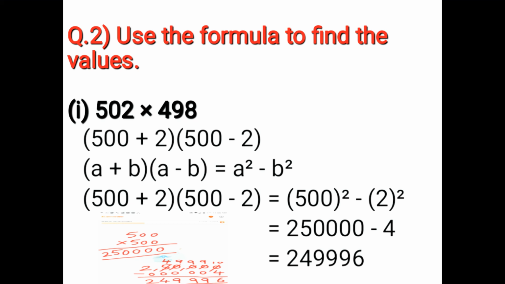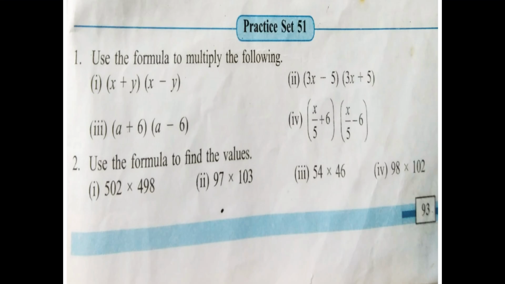500 into 500, how many zeros are there in total? 4 zeros. So I have added these 4 zeros here, and then 5 square is 25. This is simple multiplication. And then 2,50,000 minus 4. I have subtracted this, and the answer is 2,49,996. Now we will do the next sum.